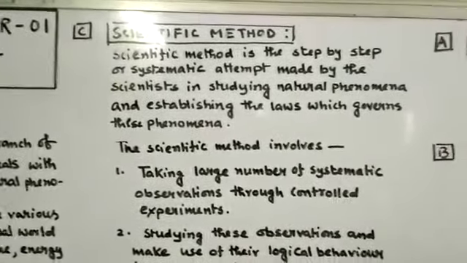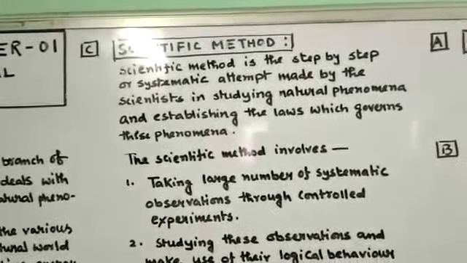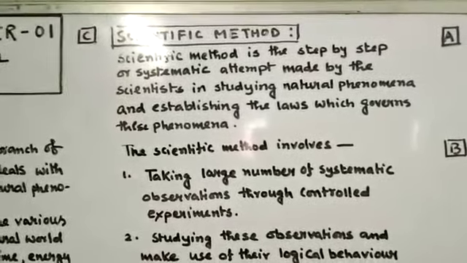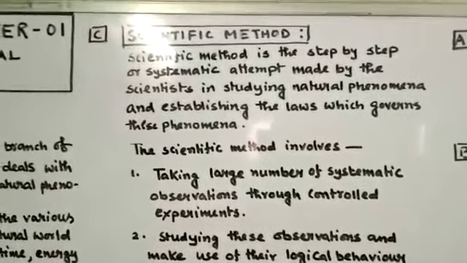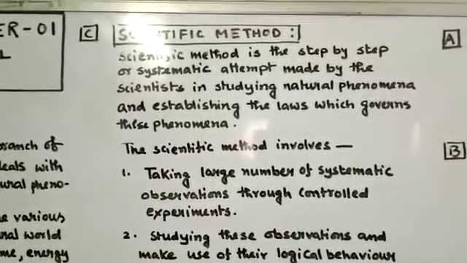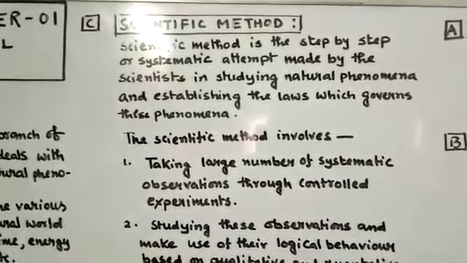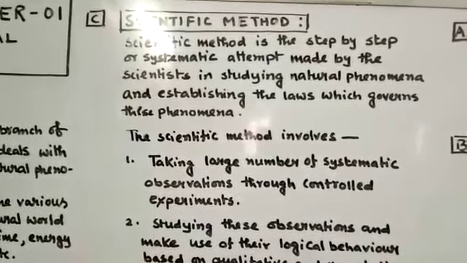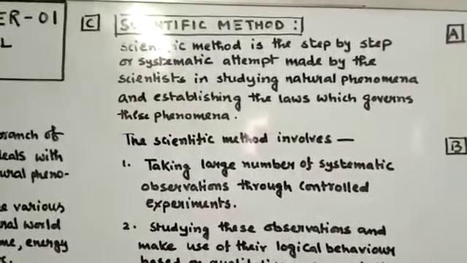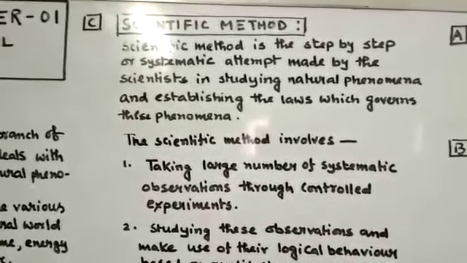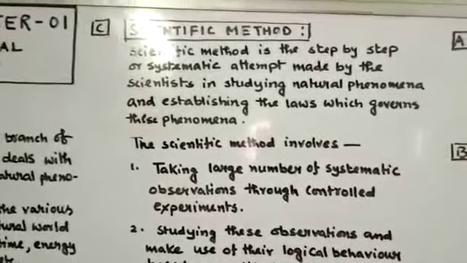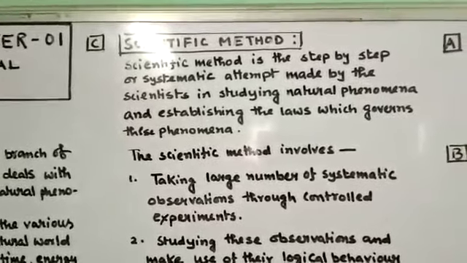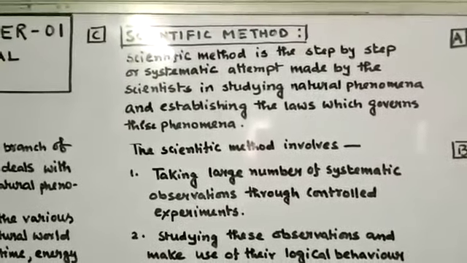Now science starts from the observation, is not it? So in scientific method, the first point is your what? Observation. So scientific method involves, number one, taking large number of systematic observation through controlled experiment. Okay. First of all, what you have to do, you have to observe surrounding. Suppose if I release an object from a particular height, what will happen? It comes towards the earth, no? This is nothing but a kind of observation.